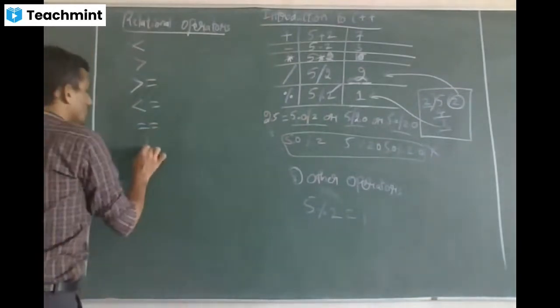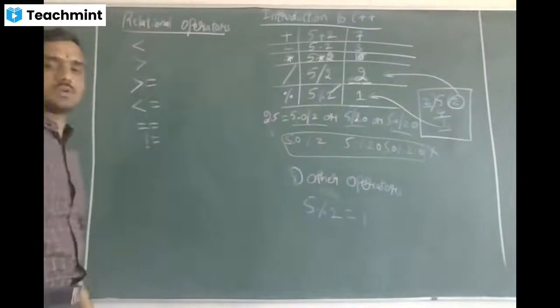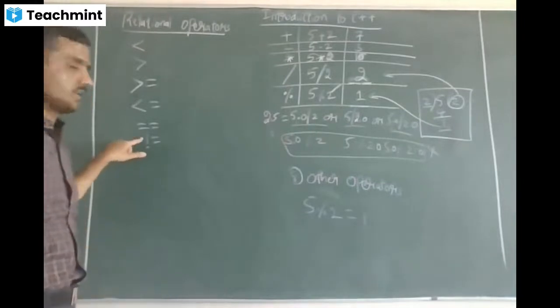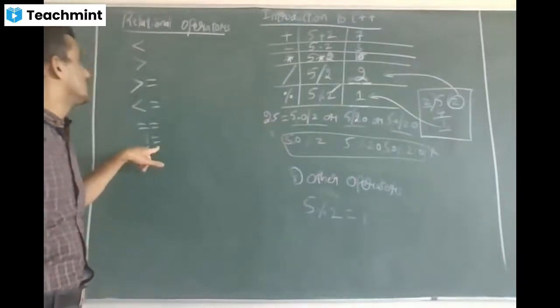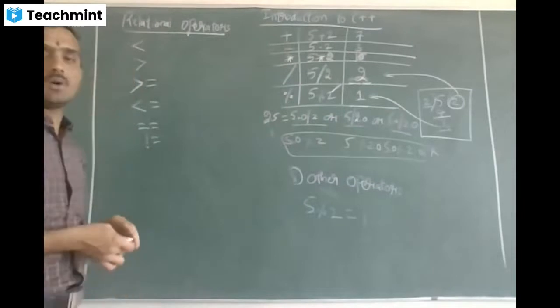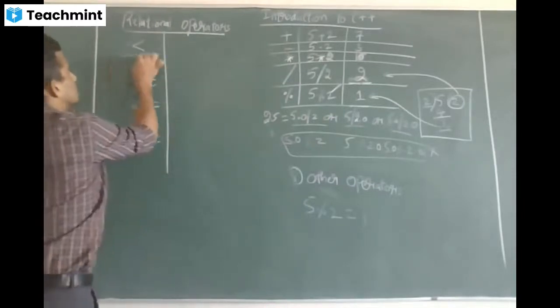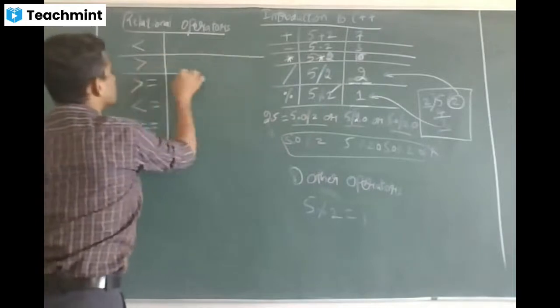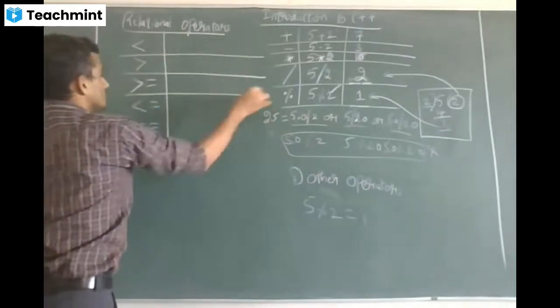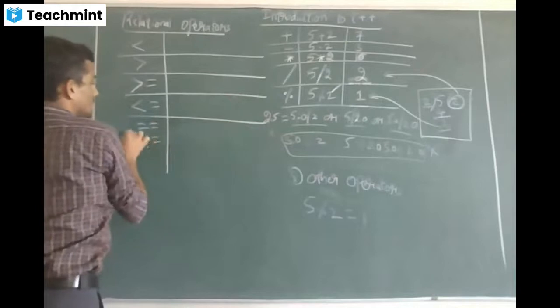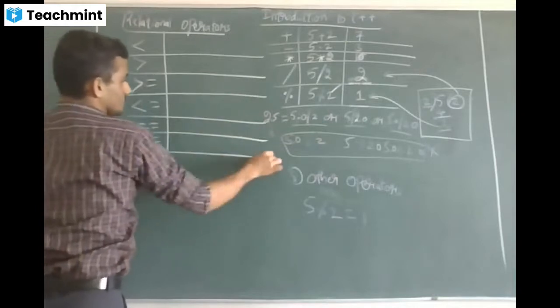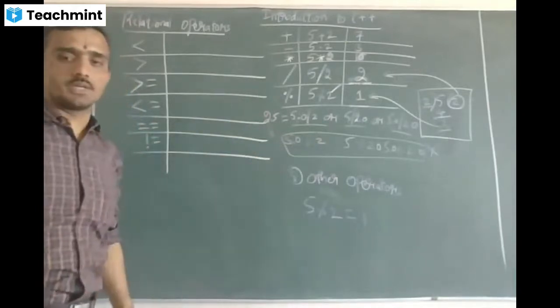Then comes not equals to. This is written as the exclamation mark of the English language plus the equals to sign. So these are all called relational operators: the less than symbol, greater than symbol, greater than or equals to, less than or equals to, equals to, and not equals to.